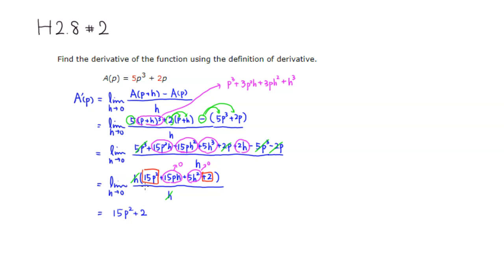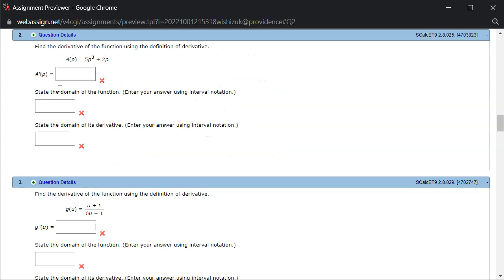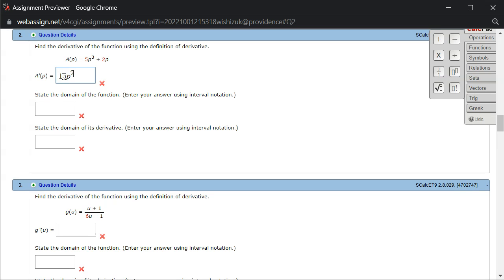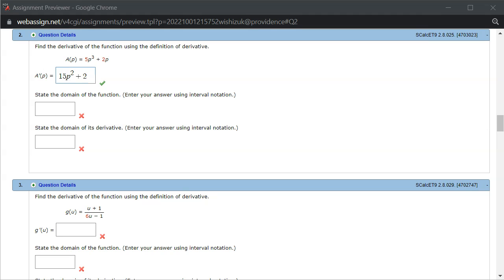So that's the derivative there. Let's type it in: 15p squared plus 2. Let's check the answer first. I came back and it looks like we got the correct formula for A prime of p.